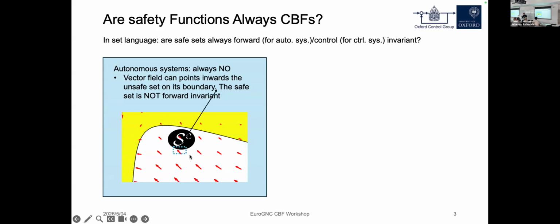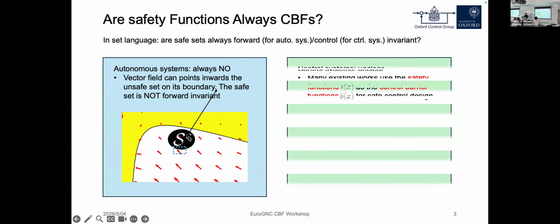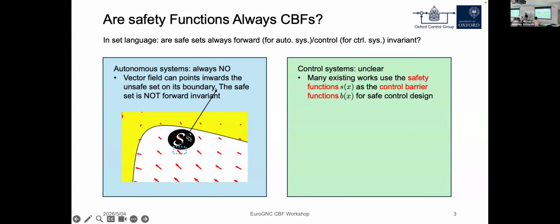And we can clearly see that on the boundary of the obstacle, the vector field is actually pointing inwards, right? It clearly says the safe set is not forward invariant, because you may possibly enter the unsafe set on its boundary. So it's clearly not forward invariant for an autonomous system, which means that for an autonomous system, the safety function telling you you are safe means nothing.